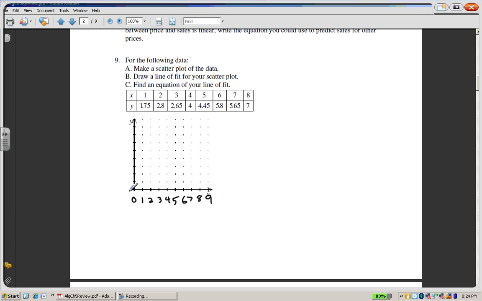Now let's look at the y. We have 1, 2, 3, 4, 5, 6, 7, 8, 9. And it looks like our range is from 1 and 75 hundredths to 7. So it looks like going by 1 would be appropriate.